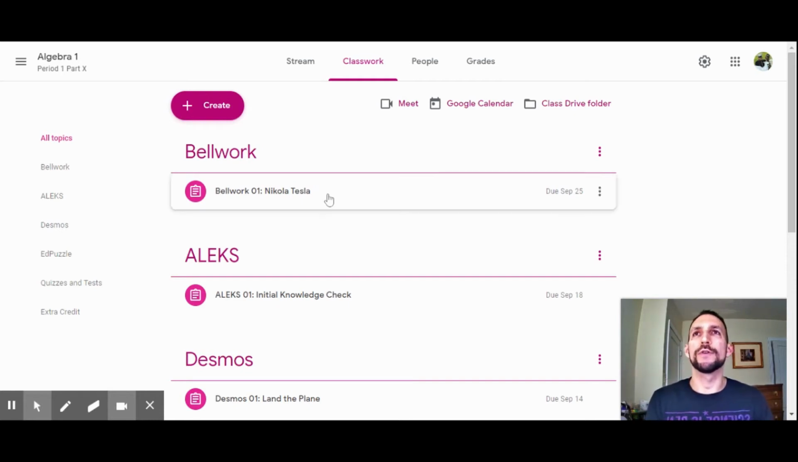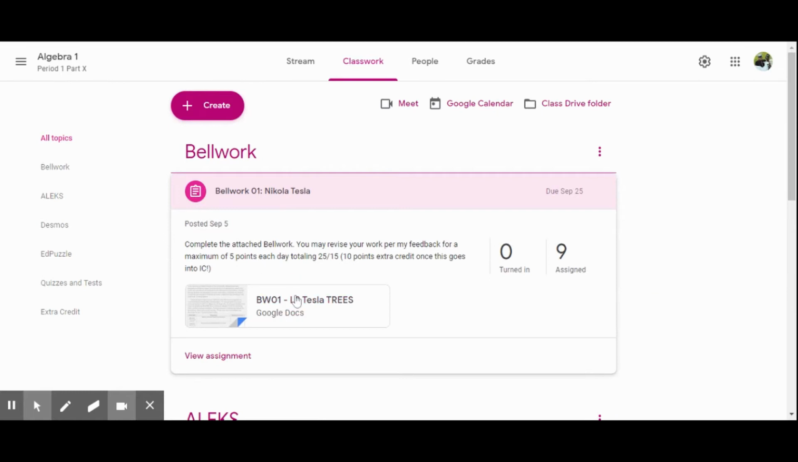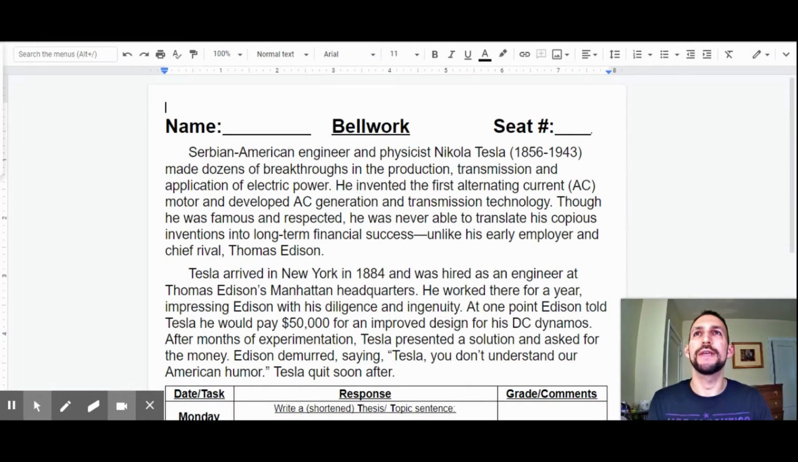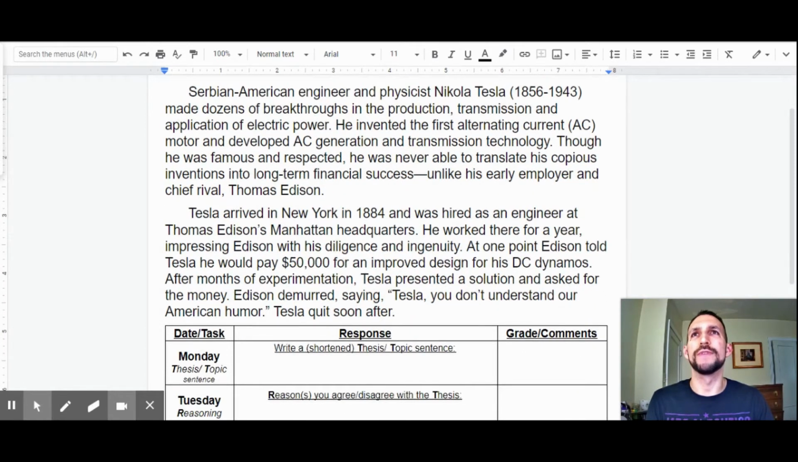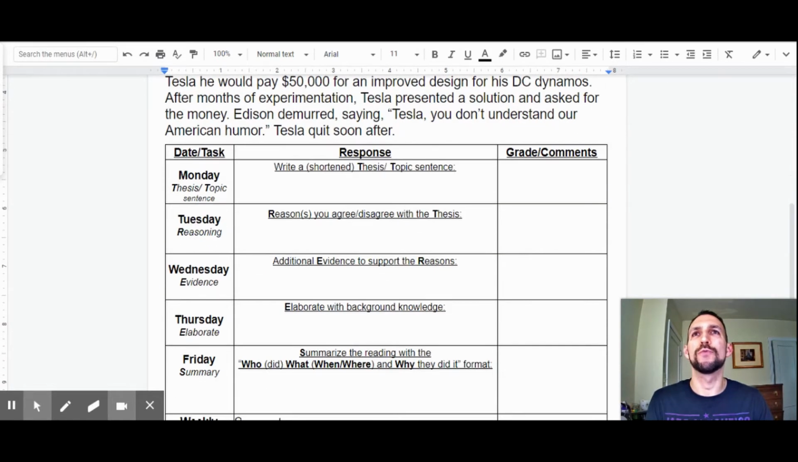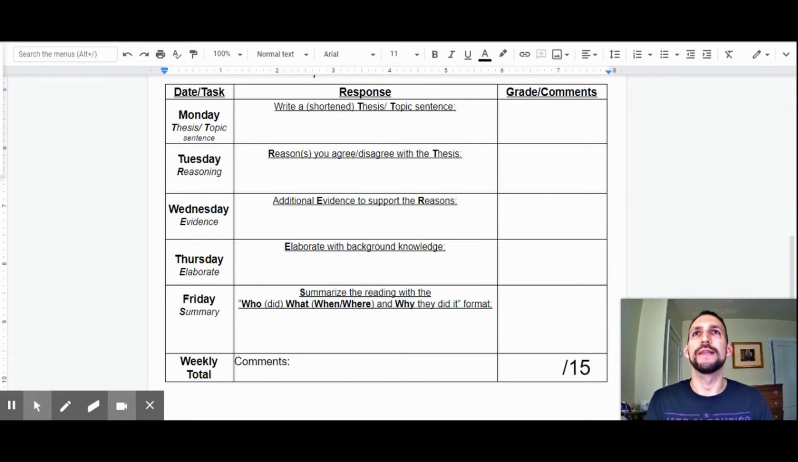I'm just going over the elephant in the room, which is Bellwork. A lot of students usually ask this every year: what do we do with this nonsense? So if you open up your Bellwork, what you're going to see is a lot of reading, 1 to 3 paragraphs of walls of text, and then a lot of writing where you'll have to fill in this Bellwork.